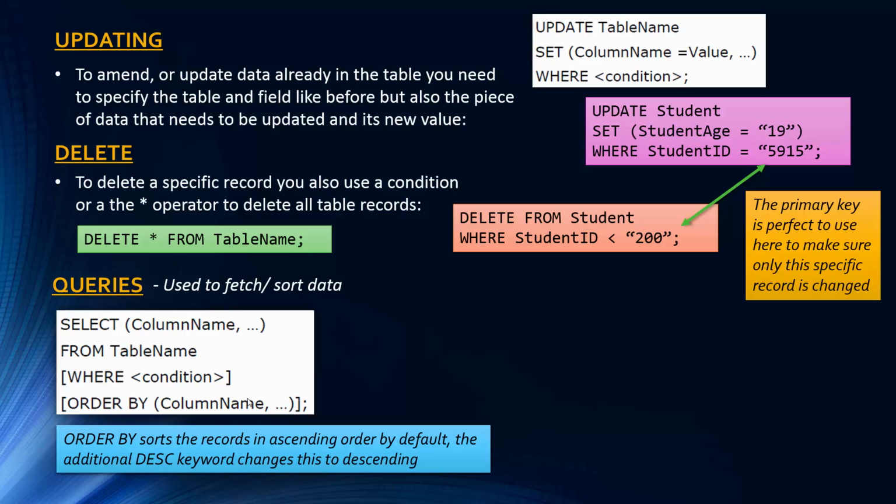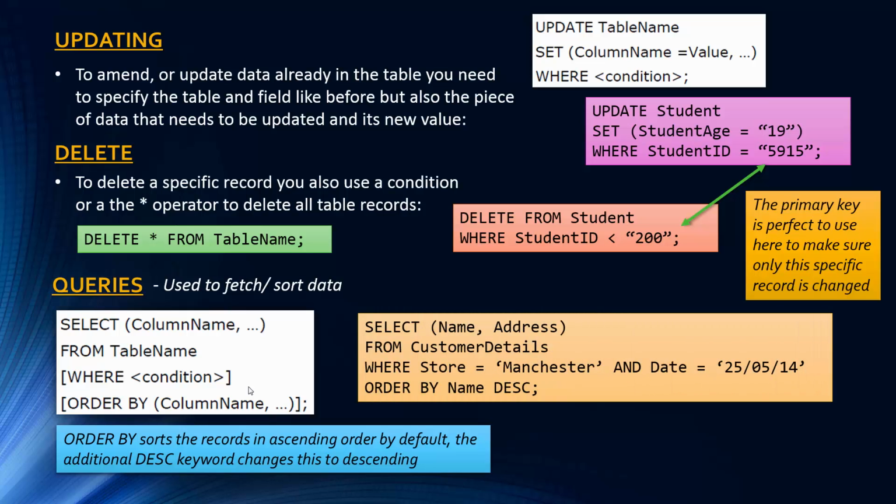If it's a string, it'll be alphabetical, ascending, so A to Z. If it was numerical, it would be low to high. That's what it means by ascending or descending. So let's look at a proper example. This is selecting two fields, so two columns, name and address, from a customer database table.